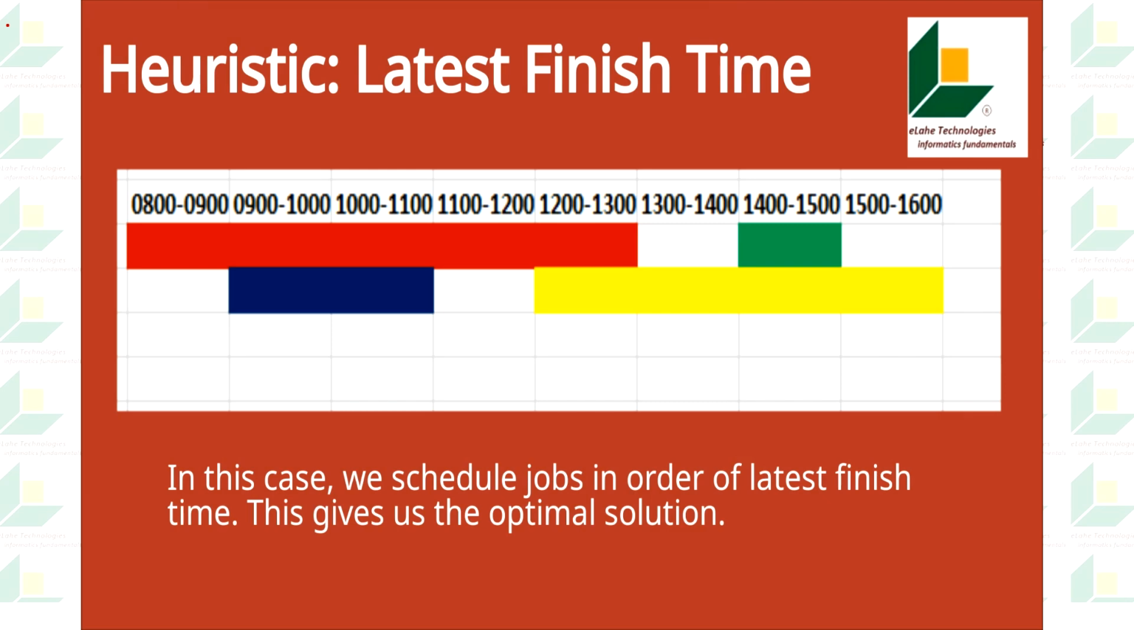Next, we consider the latest finish time heuristic. In this case, we schedule intervals in order of latest finish time. First, we schedule the yellow interval. Next, the green interval is scheduled and since it intersects the yellow, it goes to a different room.